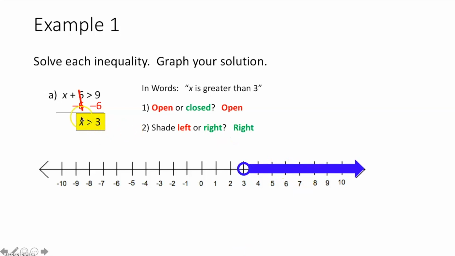And again, if you didn't remember, since we have our variable on the left, you look at which way the inequality sign points, to the right. That's why we shade that way.